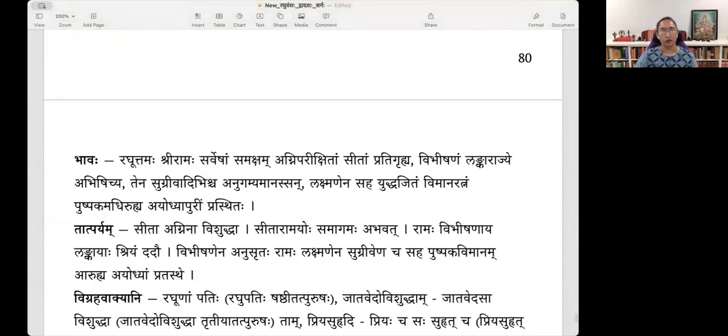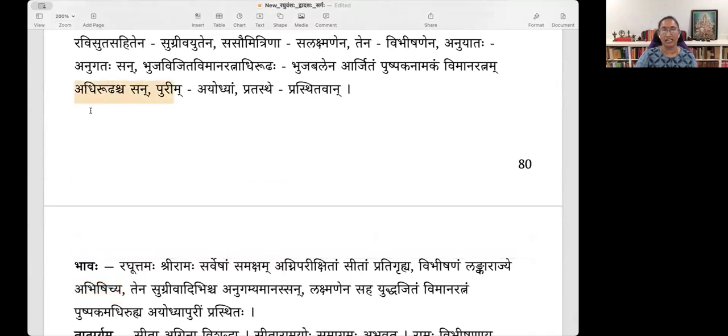Clear? Raghuttamaha Shri Ramaha Sarvesham Samaksham Agni Parikshitam Sitam Parigrihya Pratigrihya. Having accepted Sita, who was tested in the fire in front of everybody, Sarvesham Samaksham, Vibhishanam Lankarajya Abhishichya, after giving him the responsibility of Lankarajyam, Tena Sugrivadibhi cha Anugamyamanaha Sanna, being followed by all of them, and Sugriva, Lakshmanena Saha, Yuddha Jitam Vimanaratnam Pushpakam Adhiruhya, having climbed on to the Vimanam.